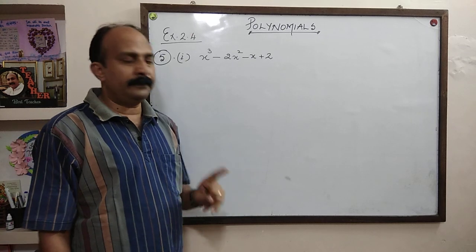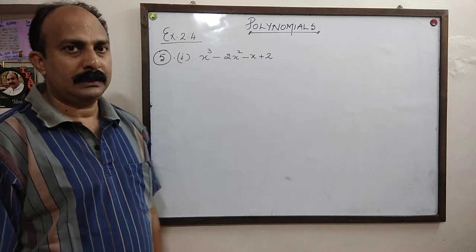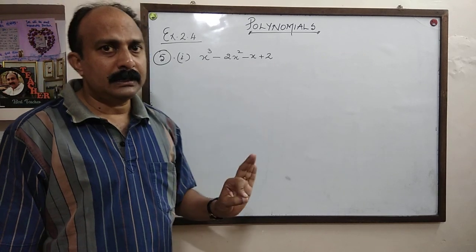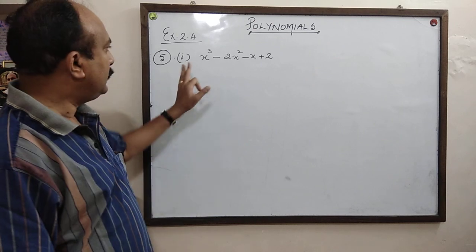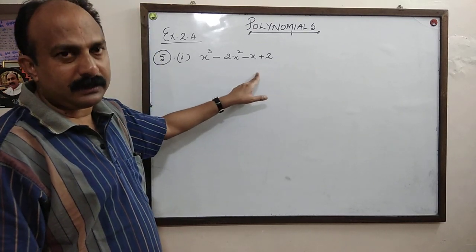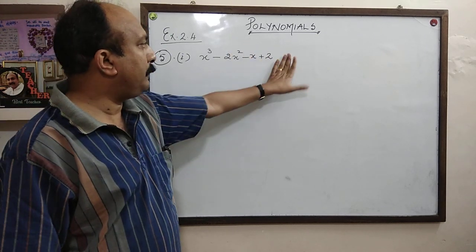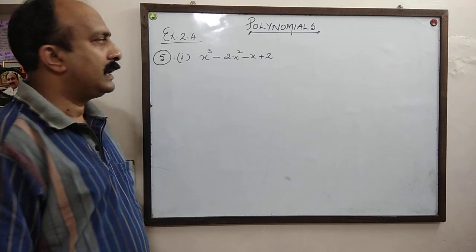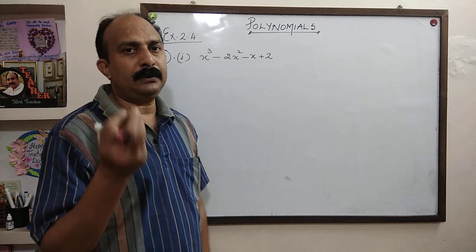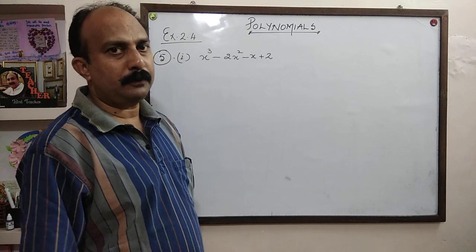The value for which the entire polynomial becomes zero. Zero of this polynomial is a constant for which the entire polynomial value becomes zero. Means by putting that number in place of x, the entire polynomial value becomes zero. Now, I will teach you one more easy method how to find out that number, or how to find out the zero of this polynomial.